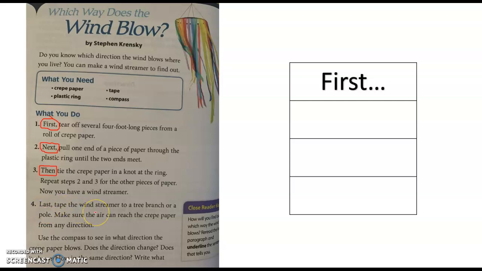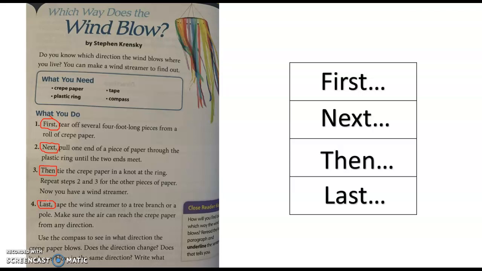Last, tape the wind streamer to a tree branch or a pole. Make sure the air can reach the crepe paper from any direction. Do you see a word that identifies sequence here? And you should have said you saw the word last. So we saw the words first, next, then, and last. Those words connected the steps in the process by telling us the order things need to go in.